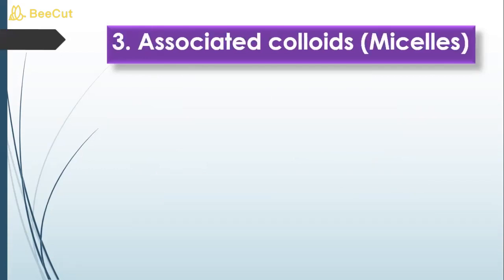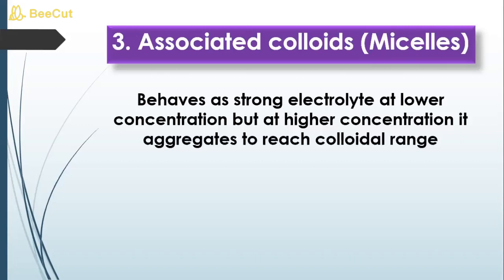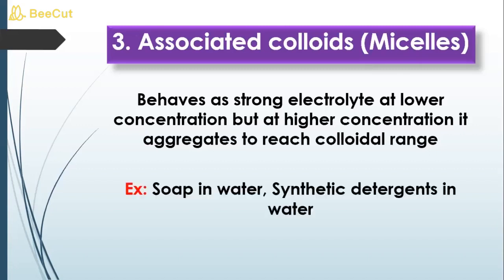You all would have heard about dual personality. Even associated colloids are considered to have dual character. Hence, they are also called dual character colloids because at lower concentration they behave as strong electrolytes, but at higher concentration they aggregate to reach a colloidal range. This is called associated colloids, and they are popularly called micelles or ionic micelles. Examples are soap in water or synthetic detergents dissolved in water.